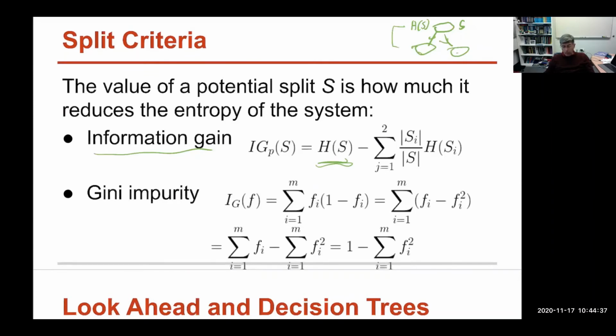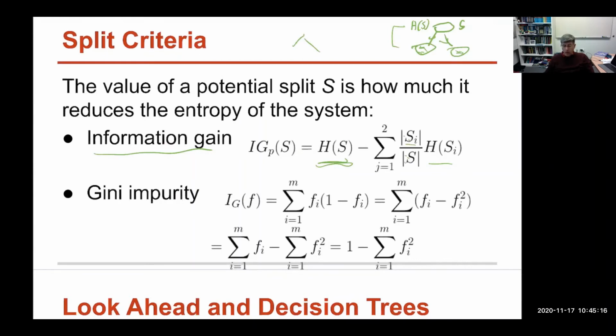Well, if it's a binary split, then there are 2 sets that remain, S1 and S2. We're going to say what is essentially the average entropy of the 2 remaining classes, weighted by how many elements we have. In an ideal world, we would have split the elements in half each time, so that S sub i was going to be S over 2.